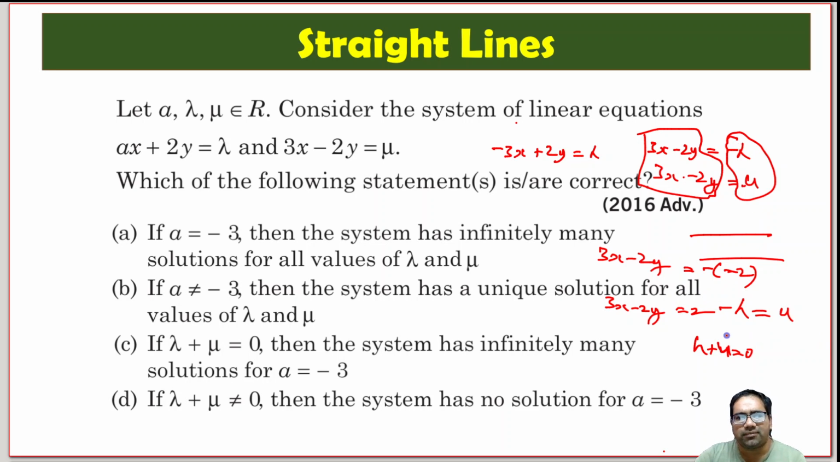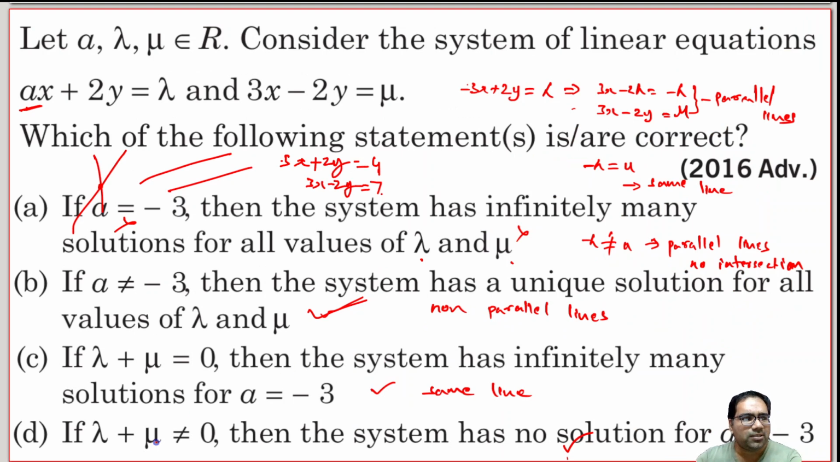So when −λ is equal to μ, both lines are exactly the same and any point on this line will satisfy it. That means when λ + μ equals 0, you are talking about only one line, and any point you take on that line will satisfy it. So we have infinitely many solutions. And when λ + μ is not equal to 0, these are two different lines and they are parallel to each other, which is the same as what we discussed in A, and that means they will never meet, where a equals −3. So they will never meet.